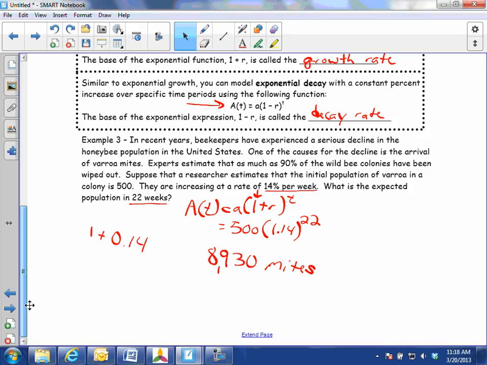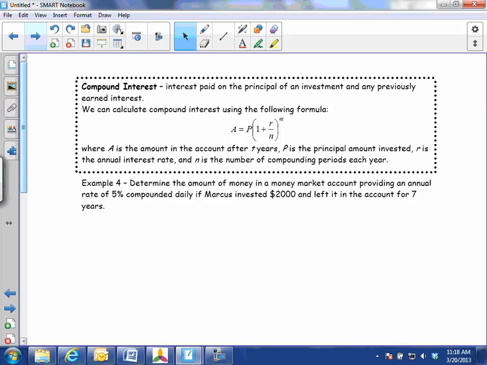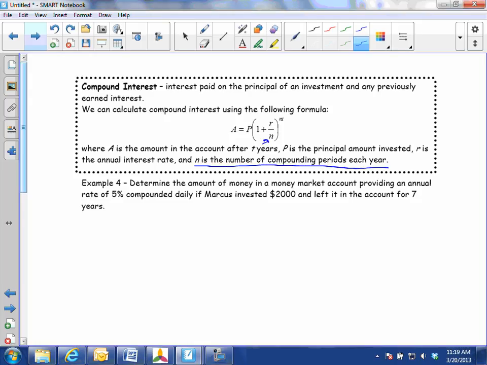Okay, any questions on how we set that up? Yes, compounding interest, we got another formula. It looks really similar to our exponential growth. The only thing that is different is this: we have our rate divided by n, where n is the number of compounding periods each year, and then that also affects our t up here, we take n times t.